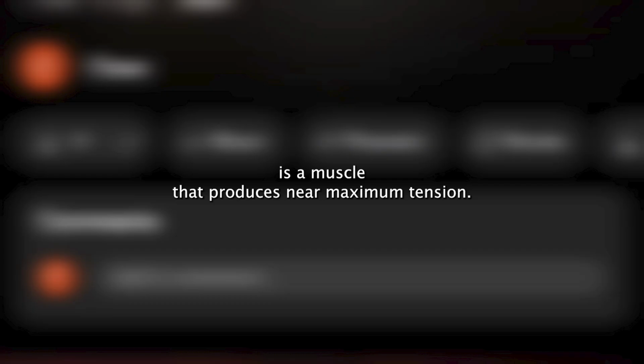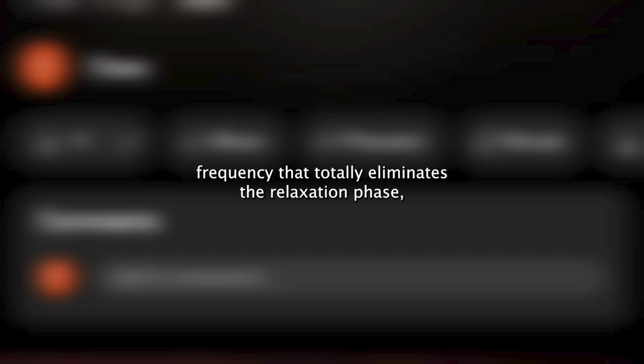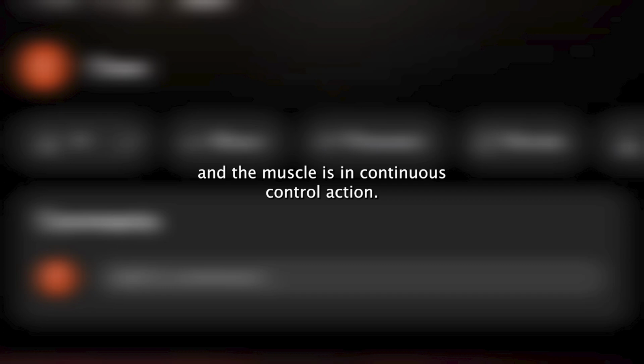Incomplete tetanus is muscle that produces near maximum tension. It's caused by rapid cycles of contraction and relaxation. Complete tetanus is a higher stimulation frequency that totally eliminates the relaxation phase. And the muscle is in continuous contraction, all potential cross bridges form.